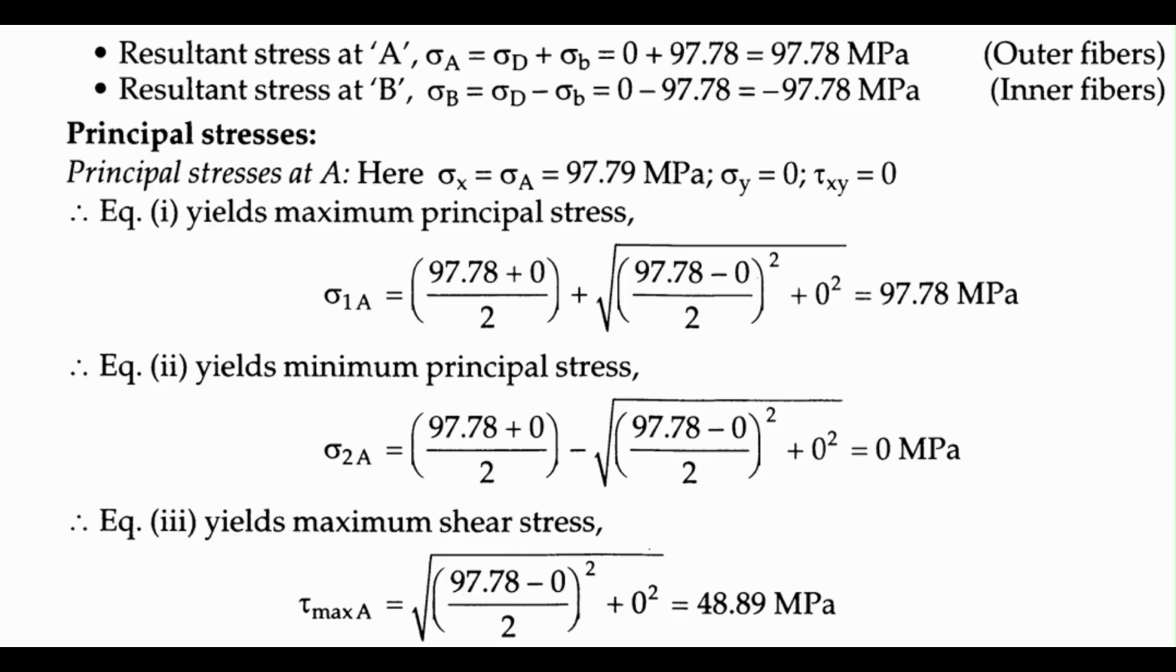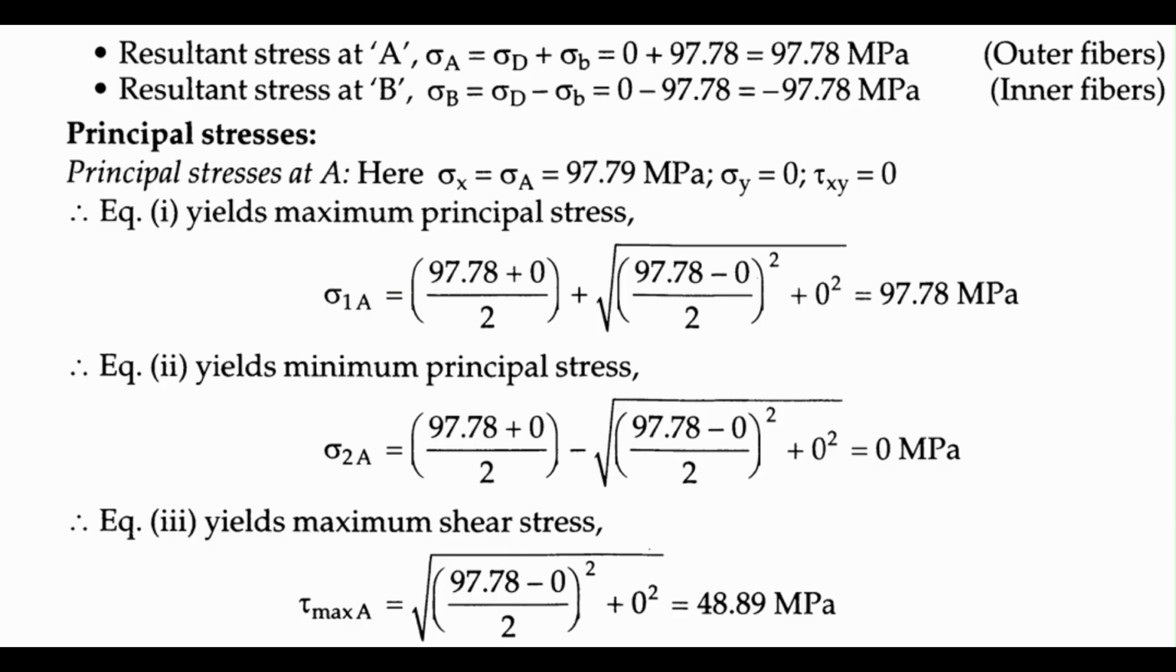So the net stress at A would be sigma d plus sigma b. That means the sum of stress due to axial and bending. We already know sigma d is 0, because they have told us to find it separately. It is not a combination of both axial and bending, just bending alone. That's the second part of it. So that's how we find the net resultant stress at the point A.